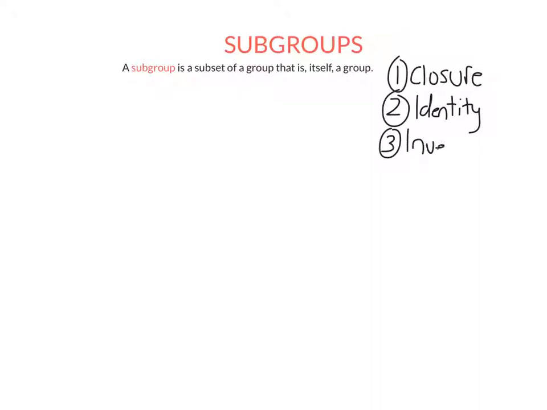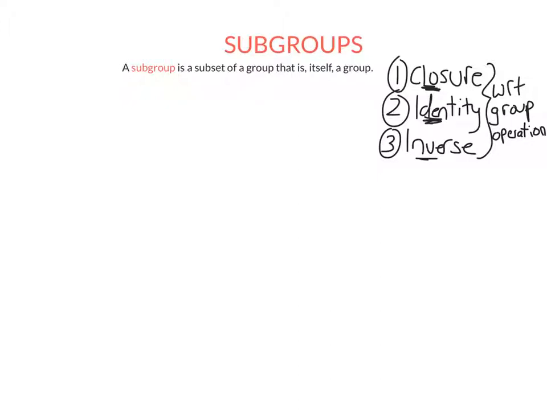Remember though, when we're talking about groups, a set forms a group under a particular operation. Could be addition, multiplication, composition of functions, or whatever. So when we're talking about these three axioms, they need to be true with respect to the same operation that the group was formed under. So if the group is a group under addition, we're talking about the subset being closed under addition. It contains the additive identity and it contains additive inverses.